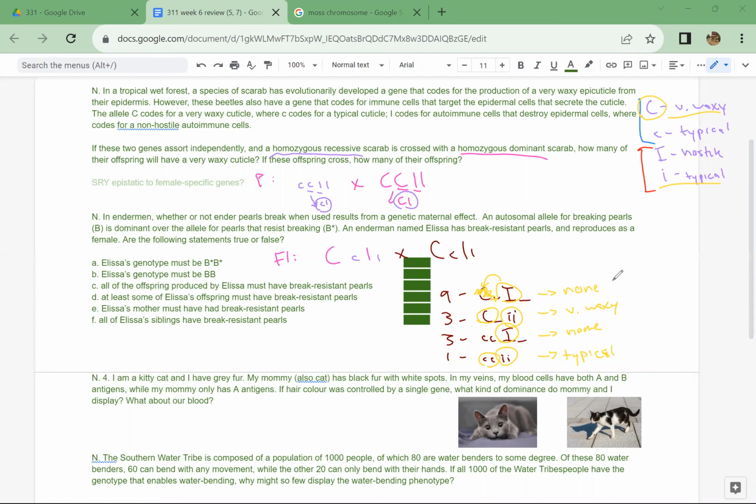And so we now have the phenotypes that correspond to our genotypes. We see that there are 3 distinct phenotypes. We have the none phenotype, so 9 plus 3 is 12. And then we have very waxy. And then we have typical. So we have this modification to our very nice and memorable 9:3:3:1 ratio, and that is the 12:3:1 ratio. And this is a condition in epistasis.